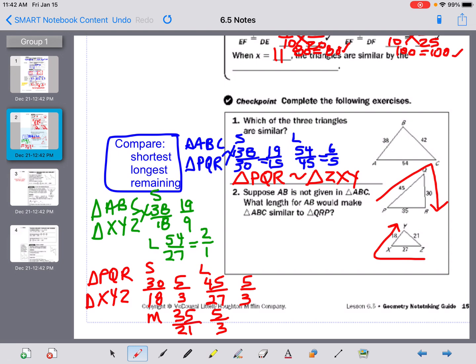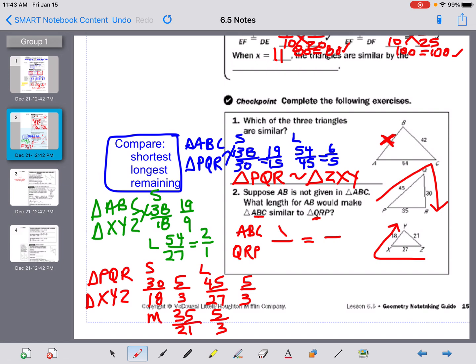Okay. All right. For number 2, I think we're still back using these pictures. It says, suppose AB is not given in ABC. So go up to AB here, and we're going to say it's not given. In fact, we're going to cross it off and make it a great big X. What length for AB would make it so ABC is similar to QRP? So we want these two to be similar. I need to make sure I go ABC on top, QRP on the bottom, as far as values I find. They gave me an order here, so I'm going to use this order, A, B, C, or AB to QR.